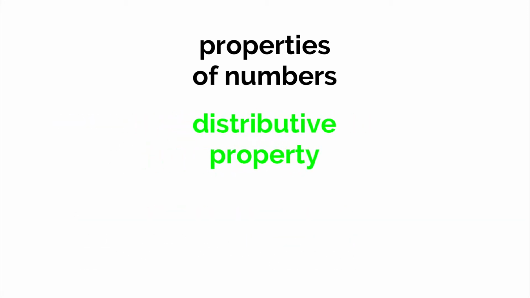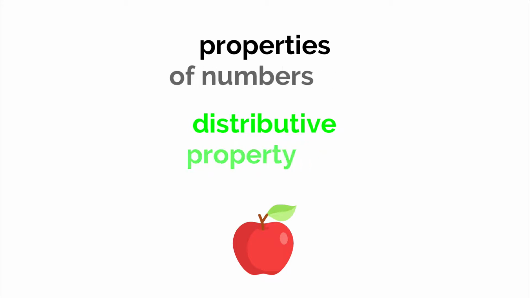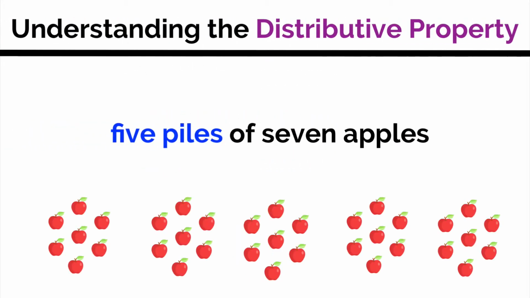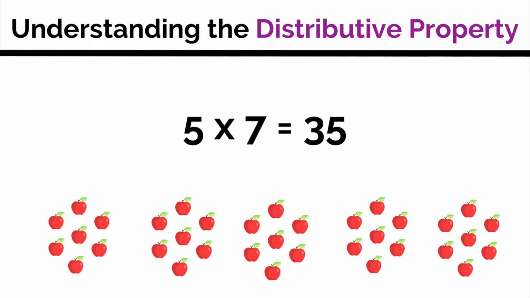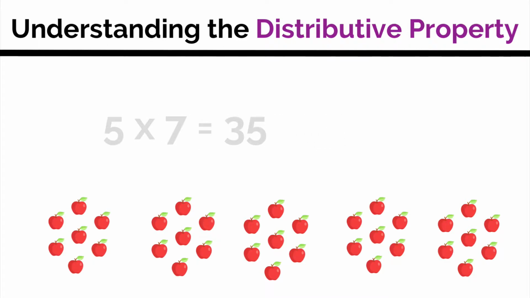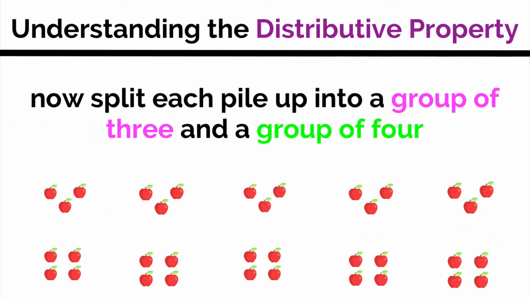Now let's learn another property, the distributive property. To see how this works, let's look at some more apples. Say we have 5 piles of 7 apples. 5 piles times 7 apples per pile gives us 35. What if we split each pile up into a group of 3 and a group of 4?